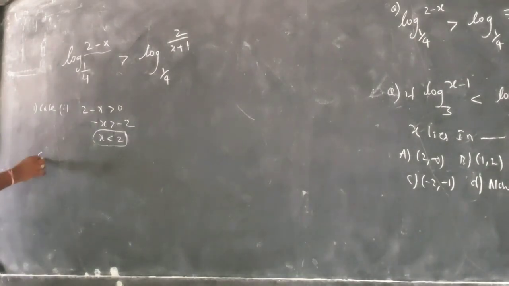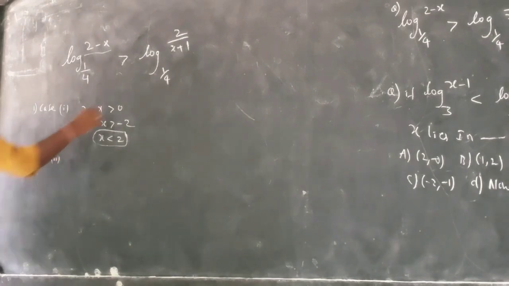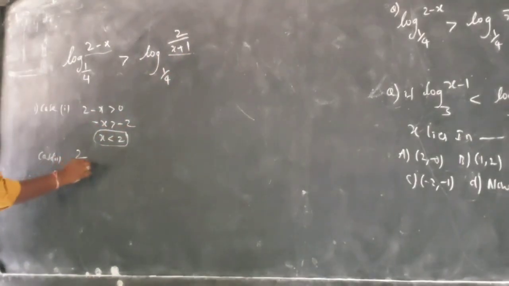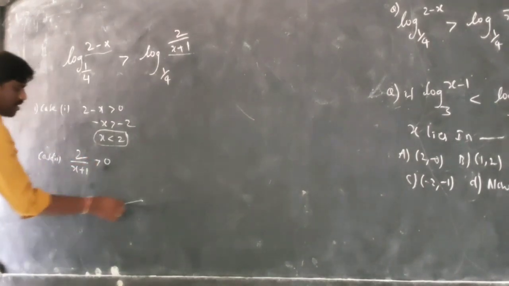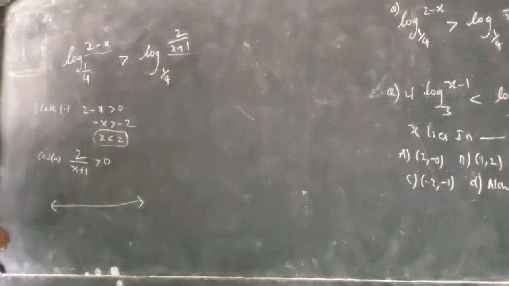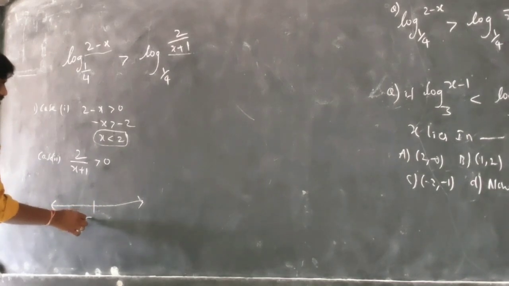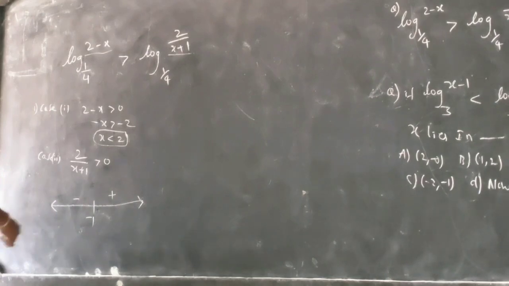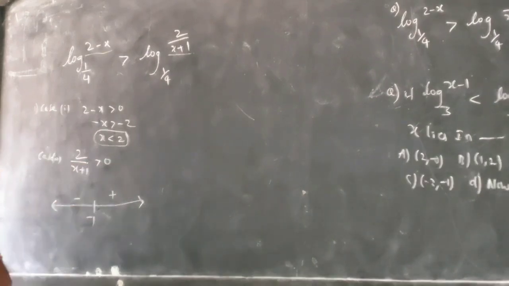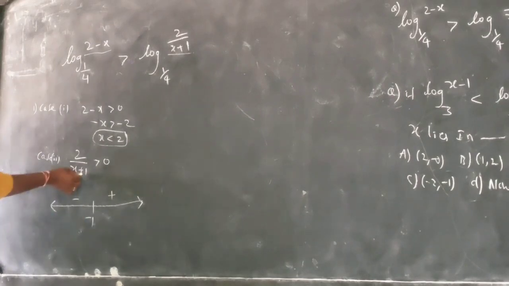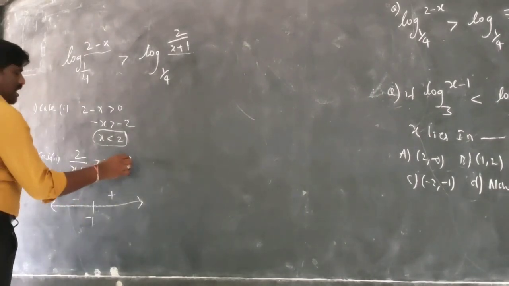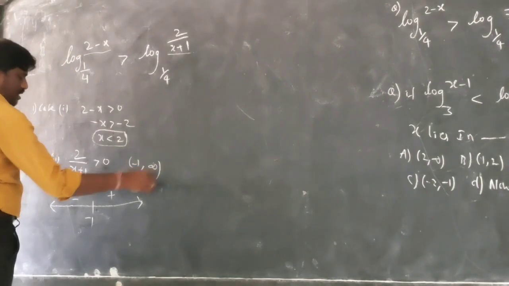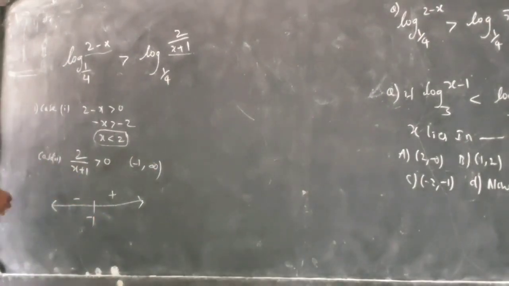Case 1 you got. Let us go for case 2. What is case 2 here? This should be defined: 2 by x plus 1 must be greater than 0. What is the solution for this one? Take the number line. 2 is a constant, so it is not a critical point; we consider 1 upon x plus 1. So what do you get here? This is minus 1. To the right it is plus, to the left it is minus. So the solution is the plus region: minus 1 to infinity, and minus 1 is not included. So the answer in case number 2 is minus 1 to infinity.